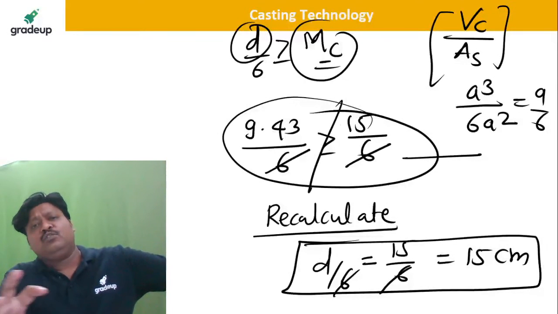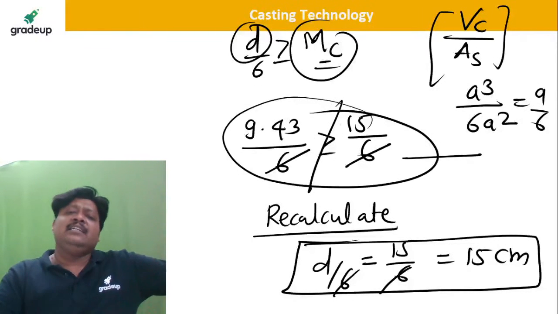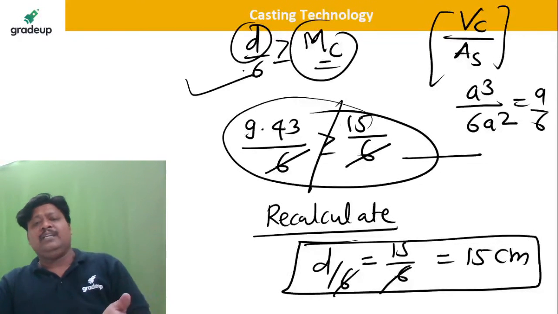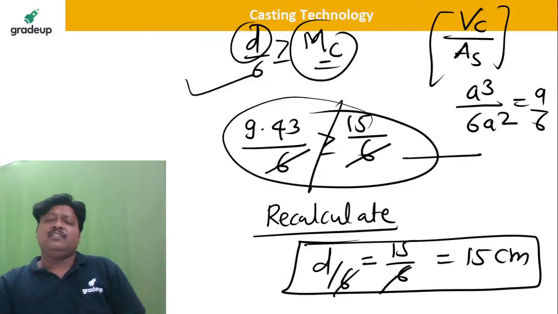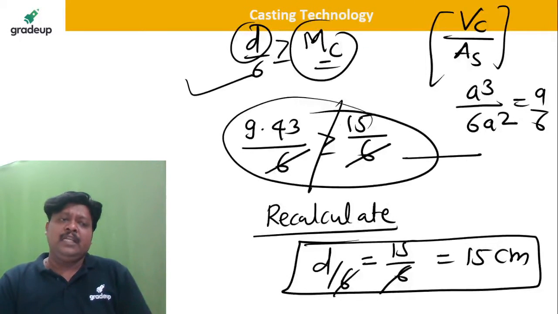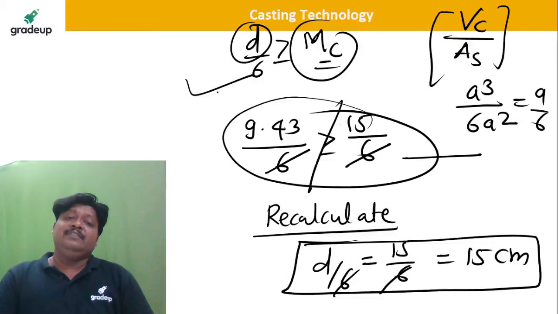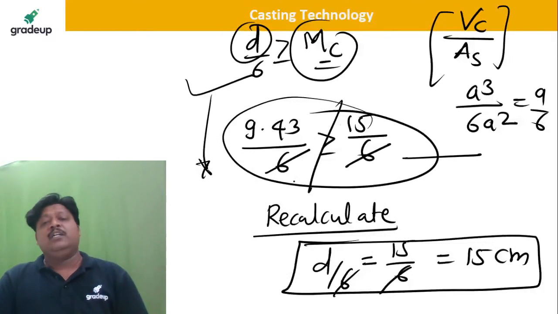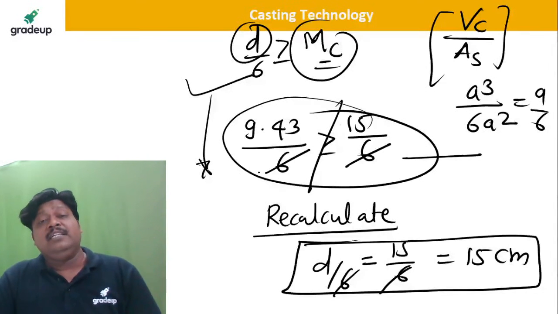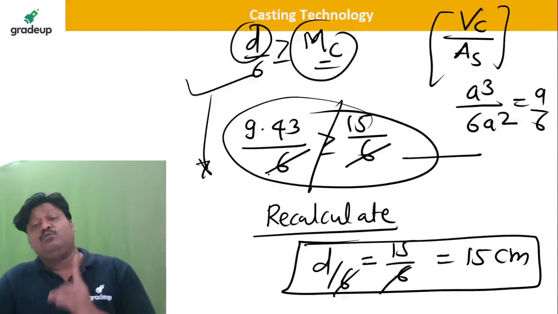So that is why we go step by step, and then we get the correct dimensions when we apply these two conditions. Otherwise, when you calculate by the first condition and this condition also gets satisfied, then you know that the diameter calculated by the first condition is okay. But dear students, if it is not satisfying, what to do? That is a very important condition. Riser should solidify after the casting, isn't it?